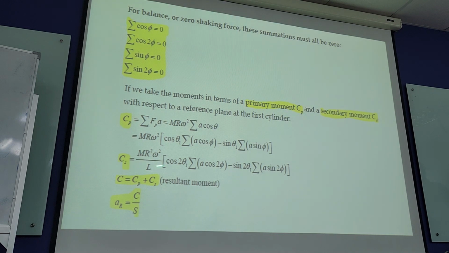Similarly, for the secondary moment, you have the sum of A cos 2 phi and the sum of A sin 2 phi. The total moment acting on the system will be the primary moment plus the secondary moment. Once you know the primary net force or the shaking force, and the net moment, the resultant distance can be calculated as C over S. C is the total or resultant moment, S is the total force or the shaking force.